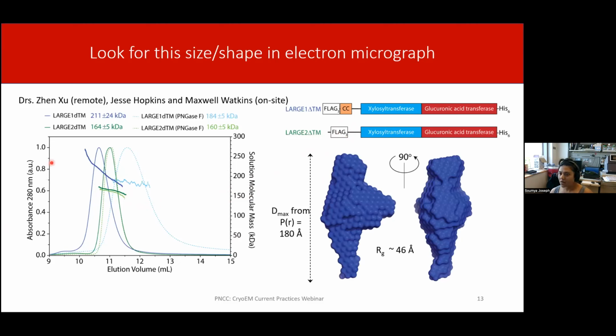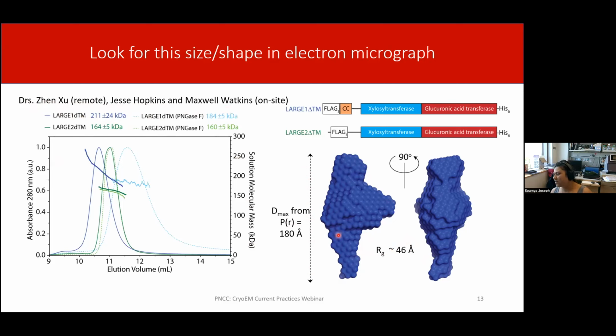At Argonne National Lab, the main reason we went was they have a SAXS beamline. And so we can get a rough idea of what our large 1 looks like. So here's the molecular envelope of large 1. Its Dmax is about 180 angstrom. Its Rg is about 46, 47. This work wouldn't have been possible without Dr. Zhen Zhu here at University of Iowa, and Jesse Hopkins and Maxwell Watkins, who work on site.